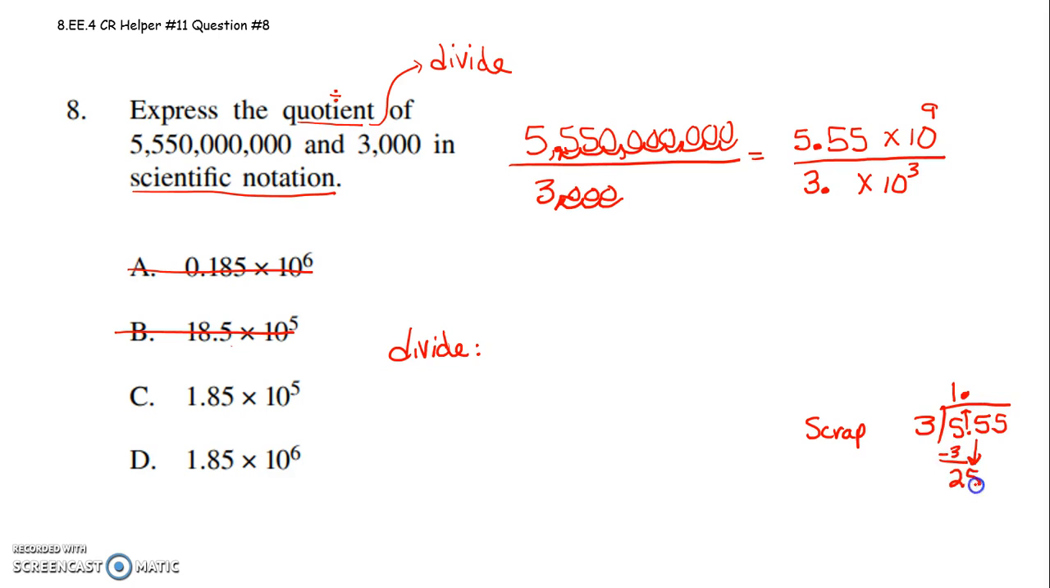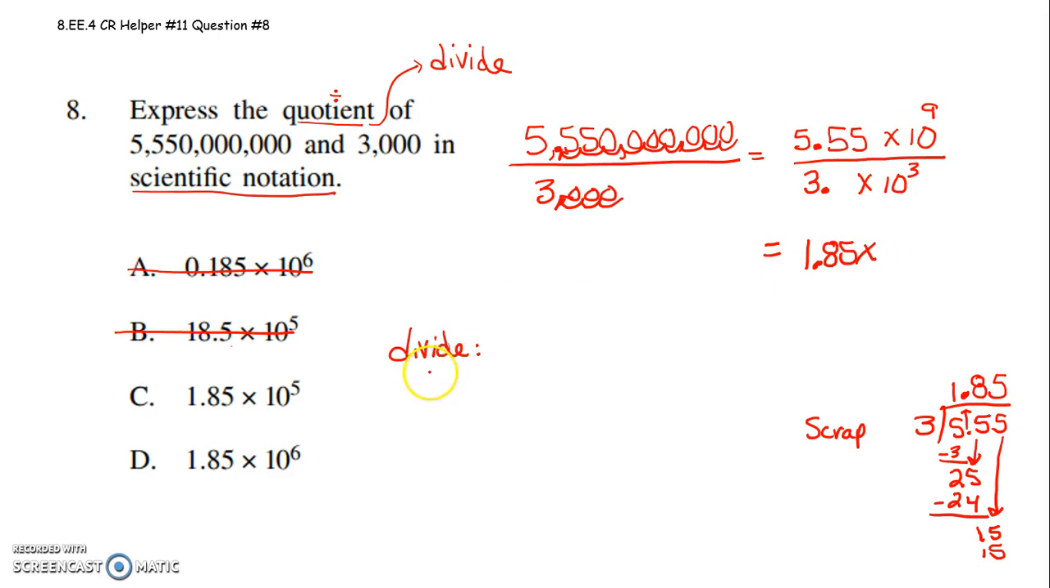Drop down the 5. 3 goes into 25 8 times. 3 times 8 is 24. Subtract off, we have a 1. Then we have to drag down that 5. 3 goes into 15 5 times. 3 times 5 is 15. All right, well, those first factors already kind of gave it away, but I double-checked with my scrap work, and my answer is 1.85 for my first factor, times.